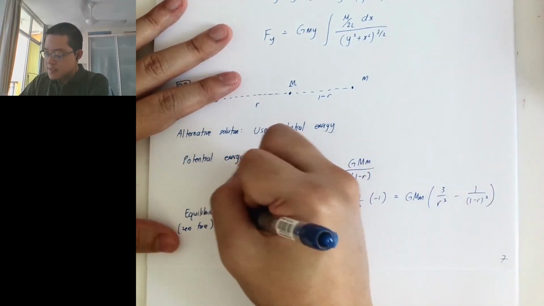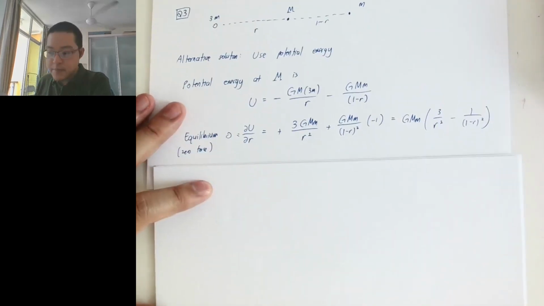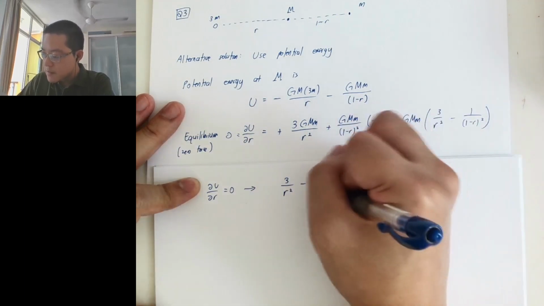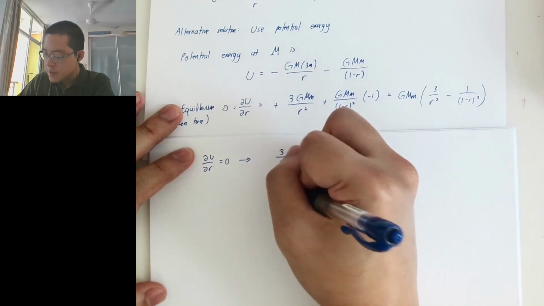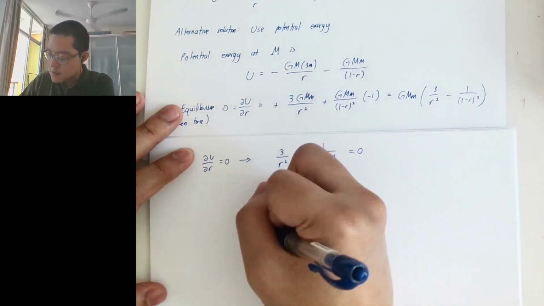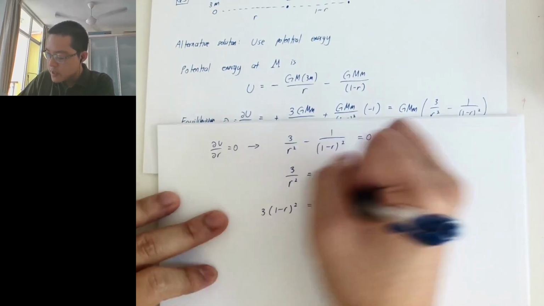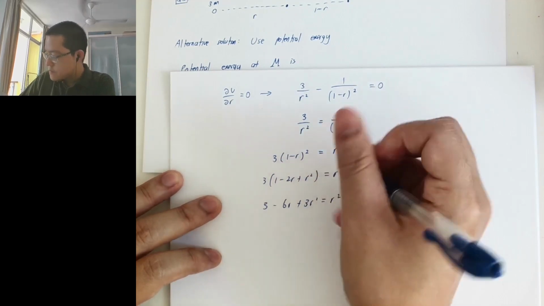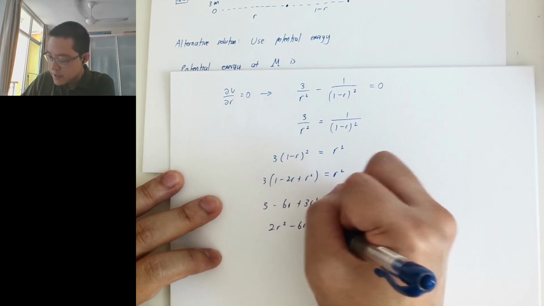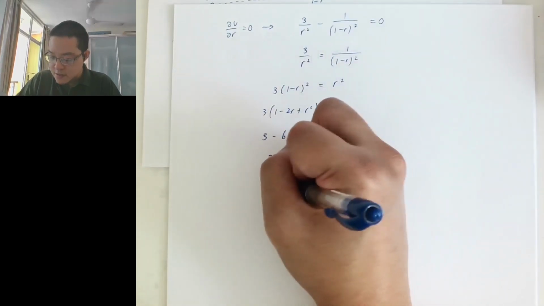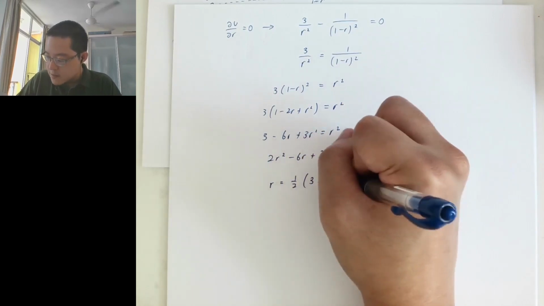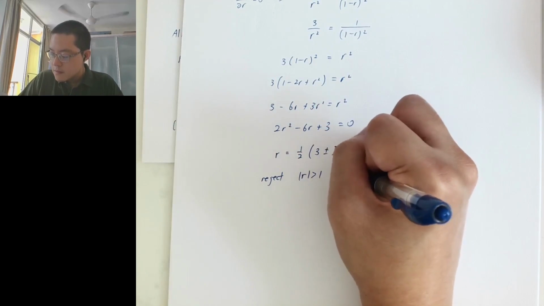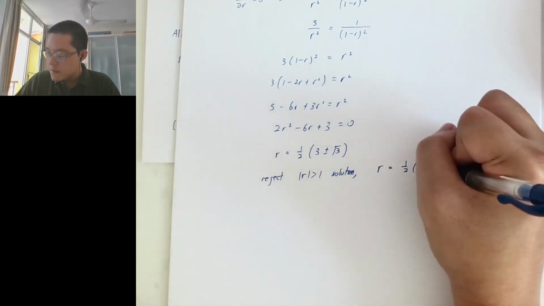Okay, so for equilibrium, this term must be 0, right? The derivative being 0 means this thing is 0. So 3 over r squared minus 1 over (1 minus r) squared must be equal to 0. From here we got the same equation that we got last time, so we can easily solve. So (1 minus r) squared is r squared over 3, so 3 minus 6r plus 3r squared is r squared. So I got 2r squared minus 6r plus 3 equals 0. And then the general solution that we found was half of 3 plus or minus the square root of 3, and then we reject one solution. So my final answer is half of 3 minus square root 3.